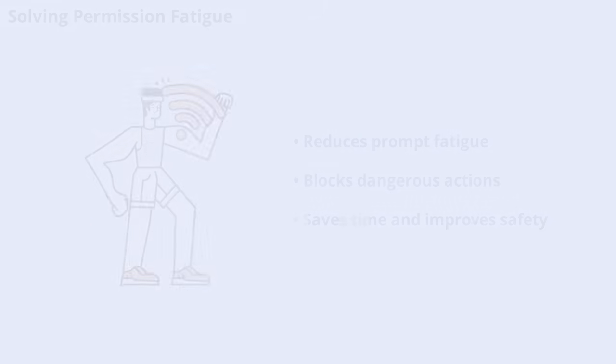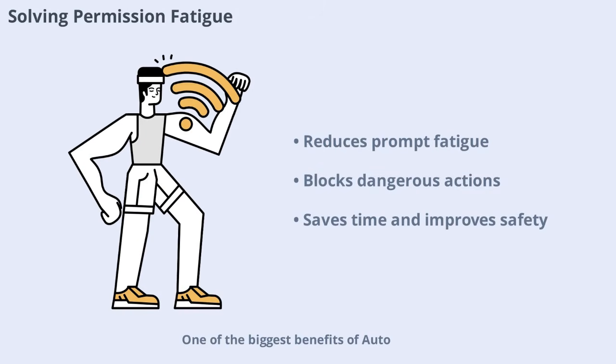One of the biggest benefits of Auto Mode is that it solves permission prompt fatigue. Previously, developers had to rely on risky shortcuts like YOLO mode or spend time approving every action. Now, Auto Mode intelligently lets safe actions through and blocks dangerous ones, such as mass deletions or data exfiltration. This not only saves time, but also reduces the risk of accidental approvals and security breaches.